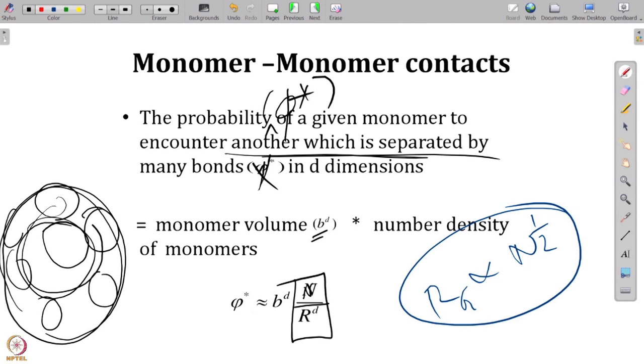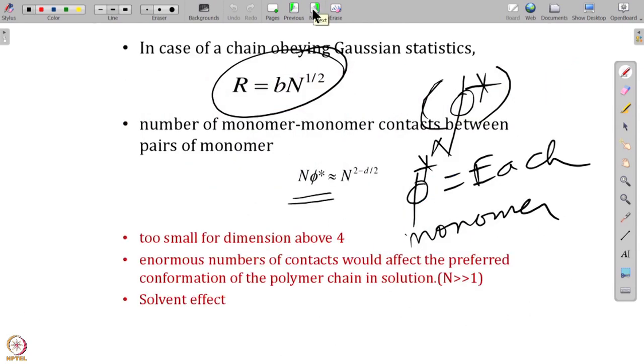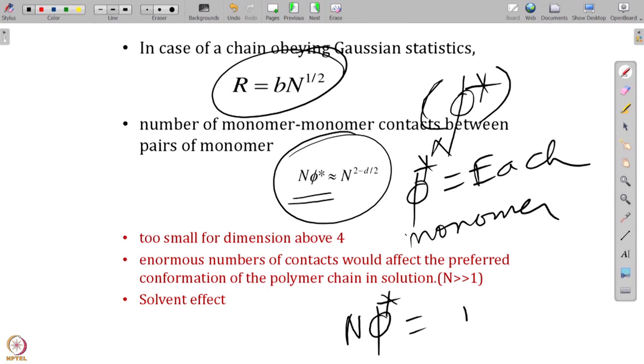Once we have n phi star, we can show, since r equals n to the power half, and combining it, it becomes n to the power 2 minus d by 2, and n phi star, the total number of contacts in my entire polymer chain, is n to the power 2 minus d by 2. Now, this is very interesting. For 3 dimensions, I have n to the power 2 minus 3 by 2, which is root over n. So, the number of contacts is enormous.